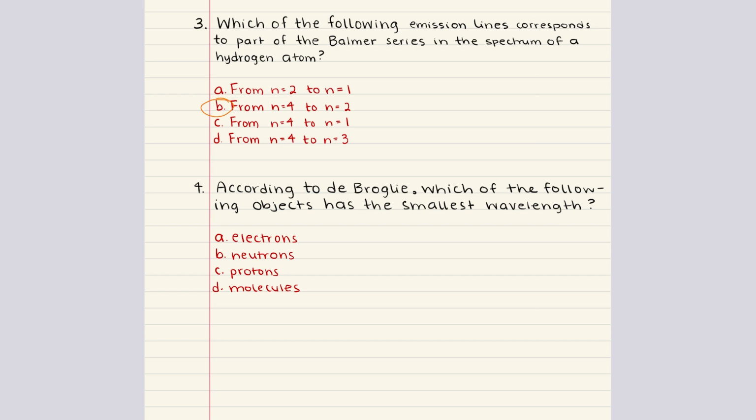Now, problem 4, our last and final problem, says, according to de Broglie, which of the following objects has the smallest wavelength? A says electrons, B says neutrons, C says protons, and D says molecules. De Broglie's equation states that wavelength is equal to Planck's constant divided by mass times velocity. And this equation shows us that the wavelength of an object is inversely proportional to its mass. So objects with greater mass will have smaller wavelengths. Among the options that are provided, D, molecules, have the largest mass, resulting in the smallest wavelength.